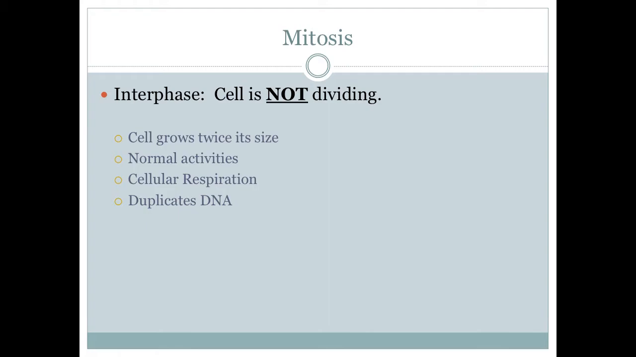The first phase was interphase. This is where the cell does not divide. The cell does not divide during interphase. However, what occurs during interphase is that the cell grows twice its size, it carries out the normal activities, cellular respiration takes place, and it duplicates DNA. And duplicates means to make a copy of.